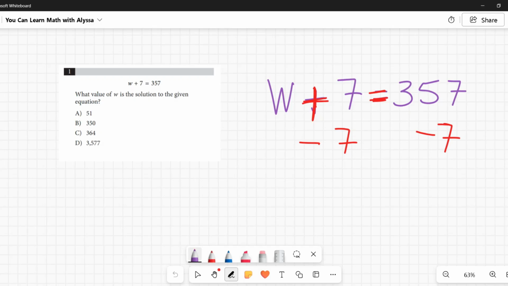We have to do the same thing to both sides, always. So on the left, W plus 7 minus 7, those cancel out, and we're just left with W. And on the right, 357 minus 7 is 350. And that is B. B is my answer.